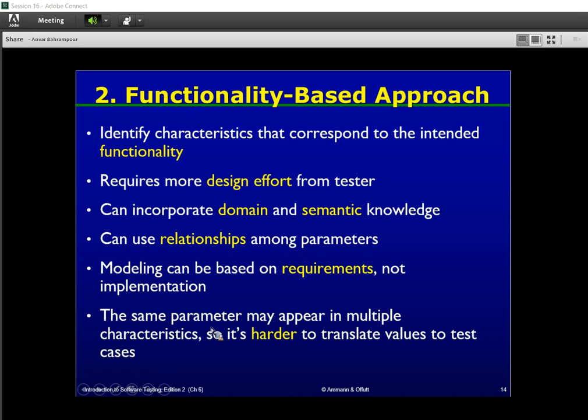In this approach, the same parameter may appear in more than one characteristic. As you know, for checking the equilateral triangle, we should compare each pair of our input values in test cases.